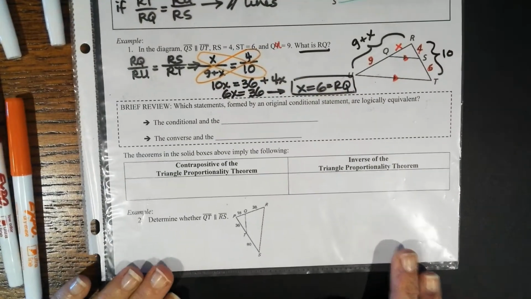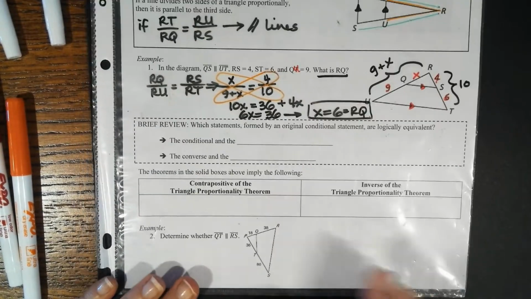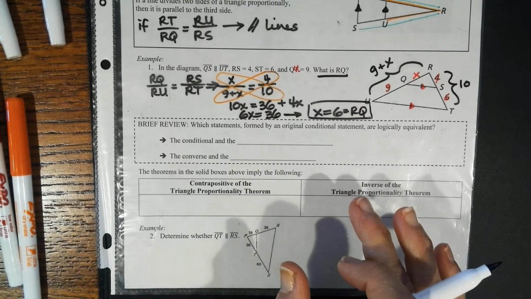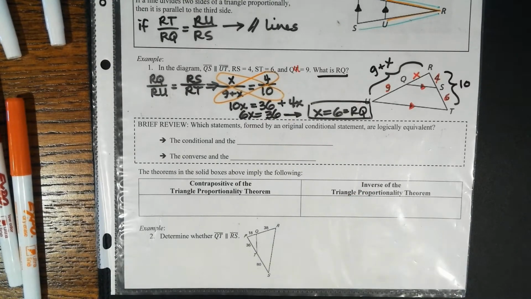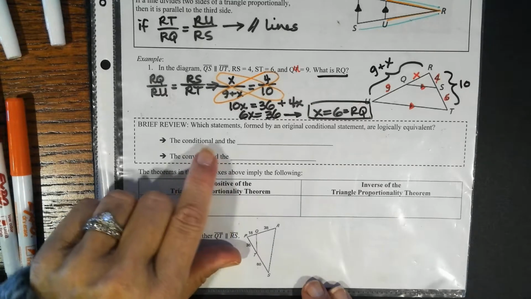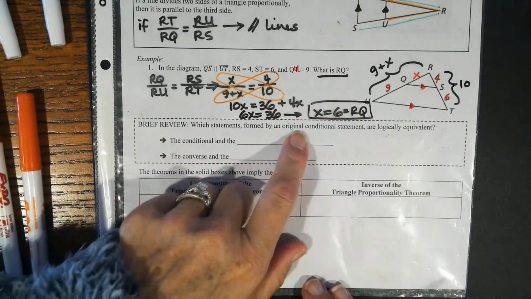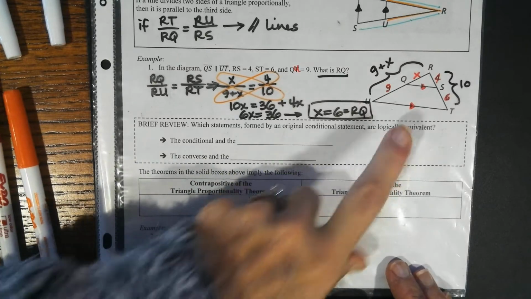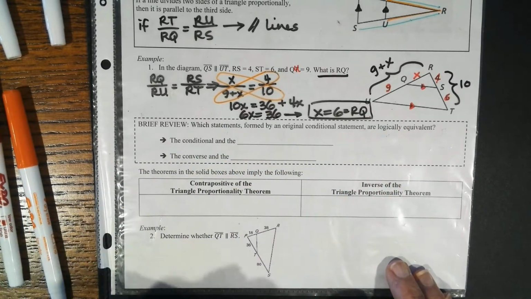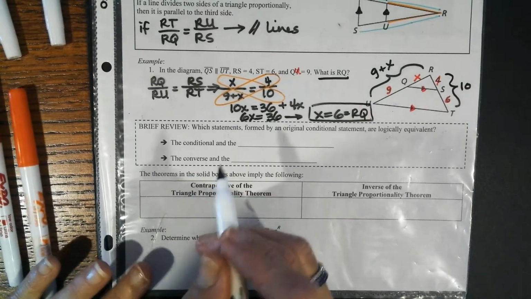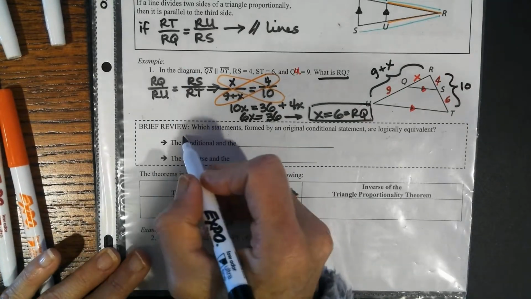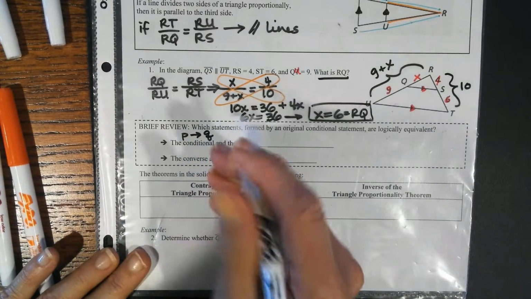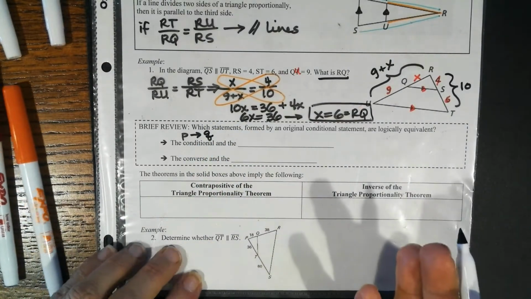Okay, just moving over a little bit here. So we're going to review just quick when we did logic tables. 2 of our logic statements are equivalent. So we're just going to review which ones the original conditional statement is equal to and which ones the converse is. So our conditional is our first one. That's the very first triangle proportional theorem. The way you state it is if P then Q.